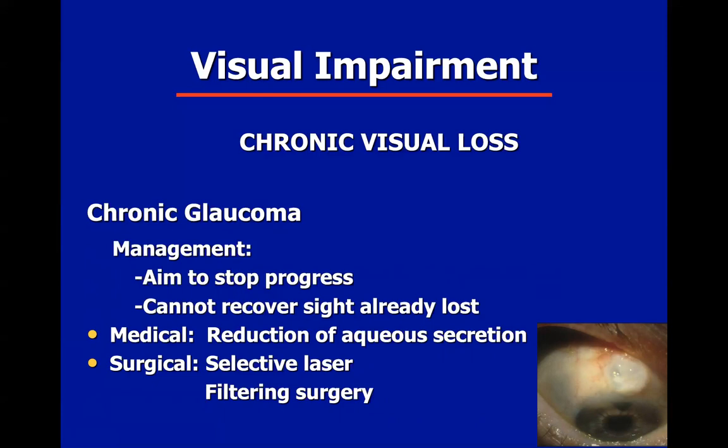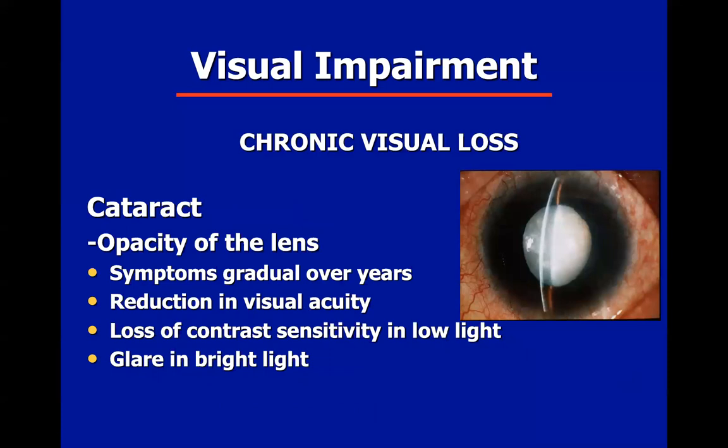We do have medical treatment, which is reduction of the aqueous secretion. And then we have surgical, which would be lasers. That's all you need to know. And filtering surgery. The filtering surgery is just we make a bleb where we can have more of the aqueous humor out. So another chronic visual loss is cataract.